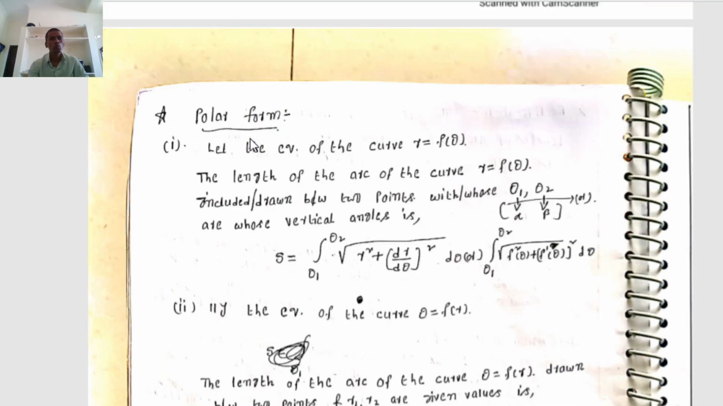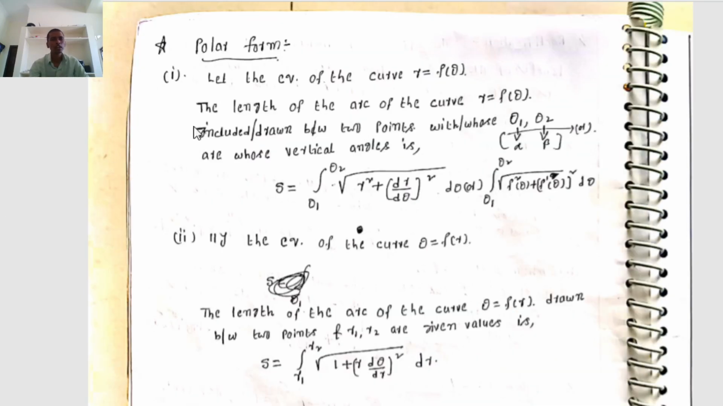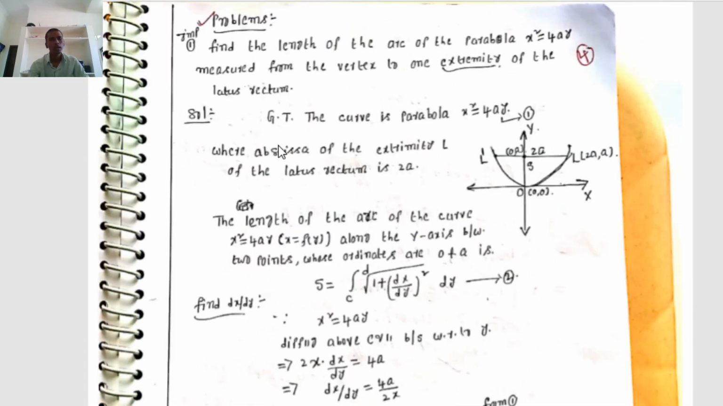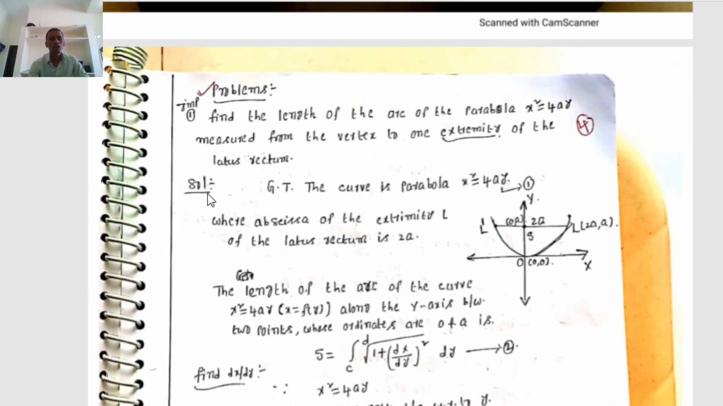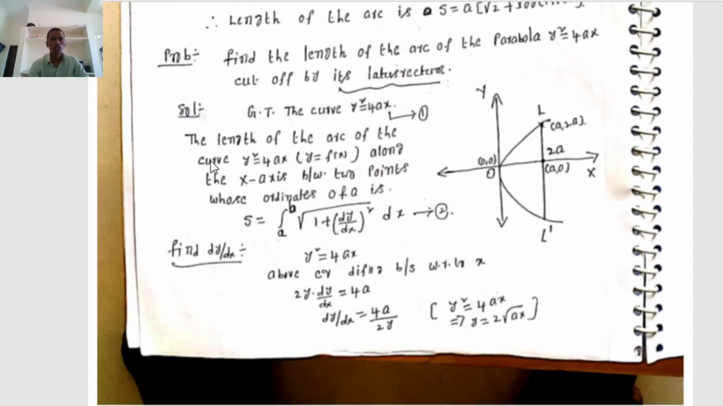Next, the third one, polar form. The equation of the curve is r equal to f of theta, s equal to the integral from theta 1 to theta 2 of the square root of r square plus (dr by d theta) square, d theta, or s equal to the integral from r1 to r2 of the square root of 1 plus (r d theta by dr) square, dr. Now we have to find the length of the arc using the Cartesian form, y equal to f of x or x equal to f of y.